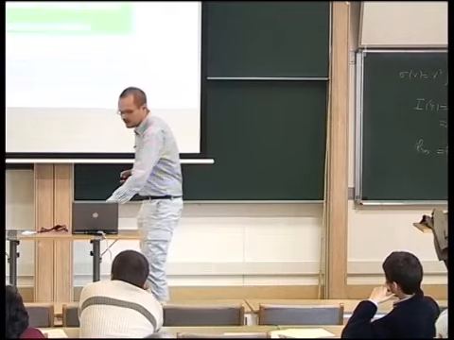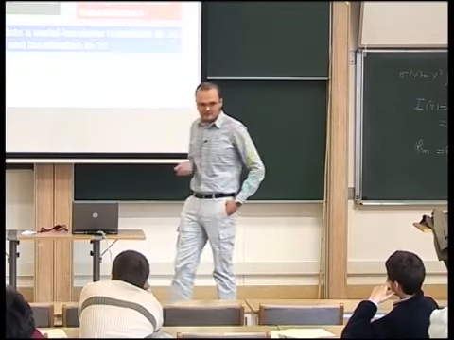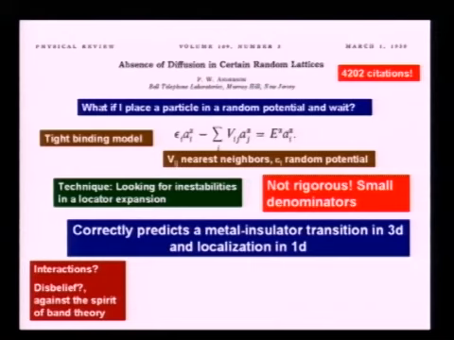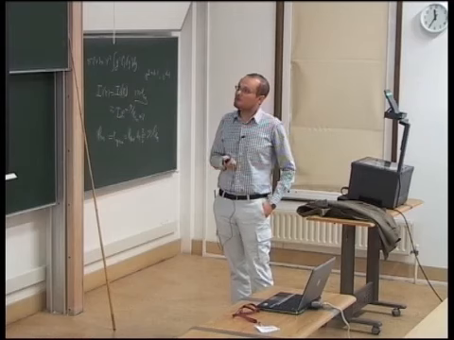So let's start with the paper by Anderson, which has many citations. What he wanted to know was simple: you take a particle with a random potential and you wait. What happens? He got all the answers right. For instance, he predicted a metal-insulator transition in 3 dimensions and localization in 1D.